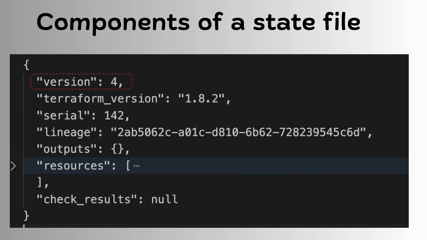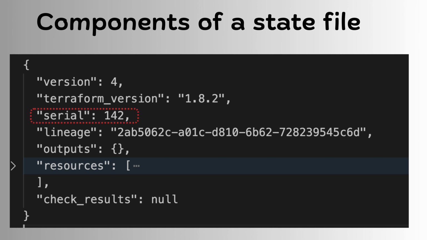Let's break down the components of a state file. First, you have version. This indicates the state schema version. Terraform core uses this to read and write the state file correctly. Then you have Terraform version. This shows the version of Terraform that you used when you created the state file.